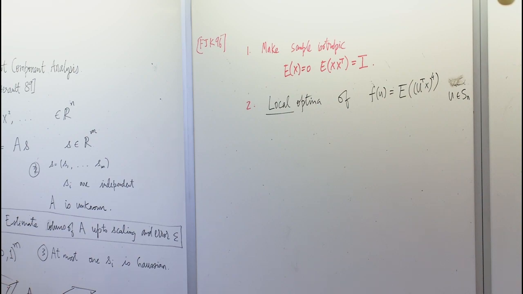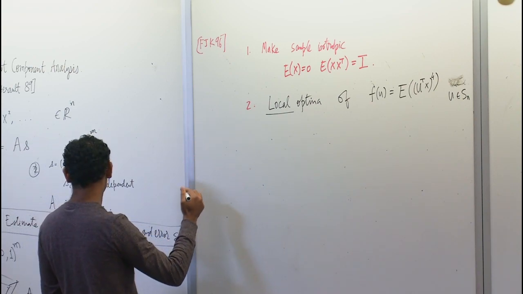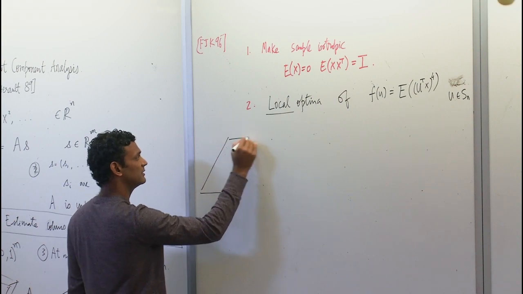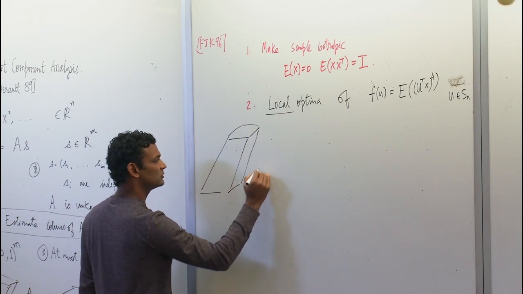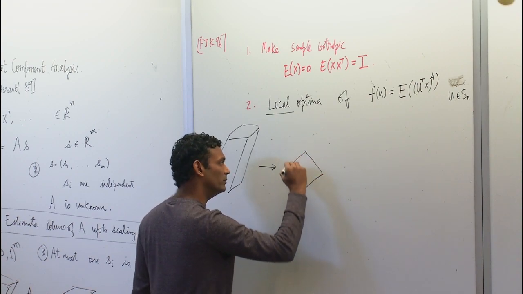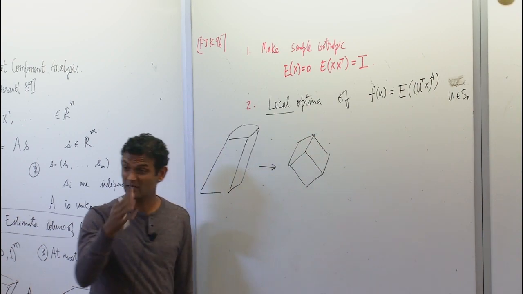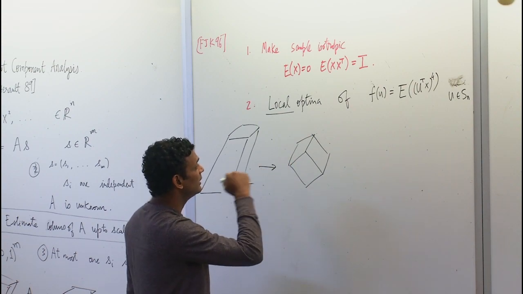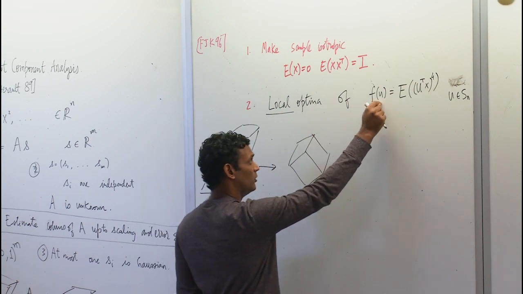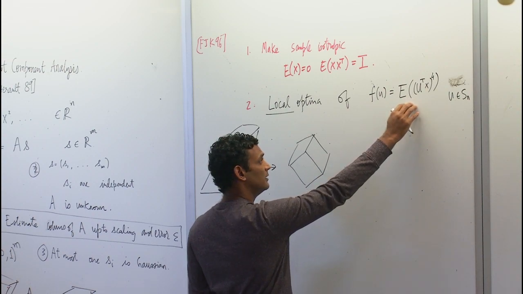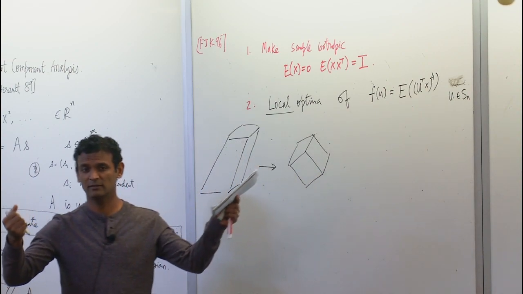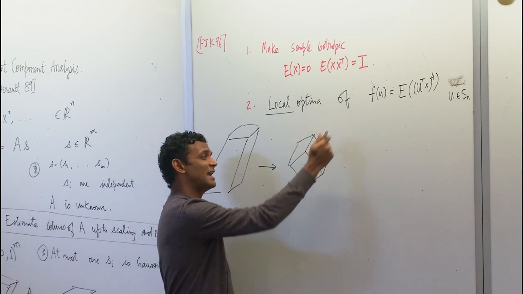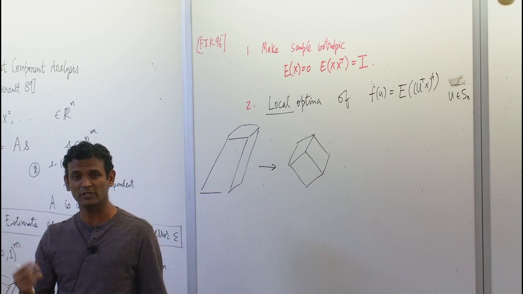Now you can ask, what will this do? What happened after the first step? Let's analyze this. After the first step, you start with some parallelepiped, that's your distribution, and you made it isotropic, which means you will get a cube, but the cube is in some arbitrary rotation. Now the problem is to figure out the rotation. Their claim is that the local optima of this function are precisely the axes of the cube. So once you have them, you know the rotation.